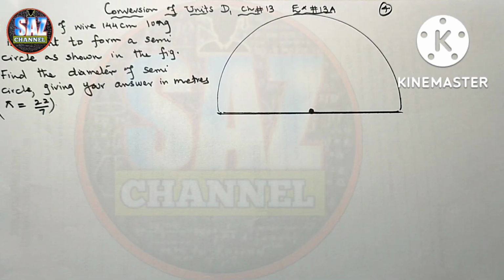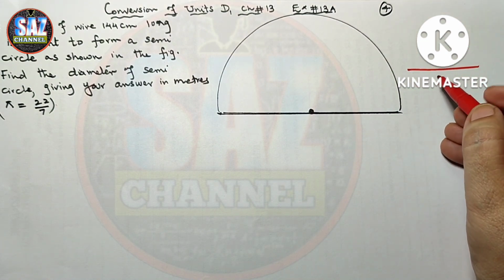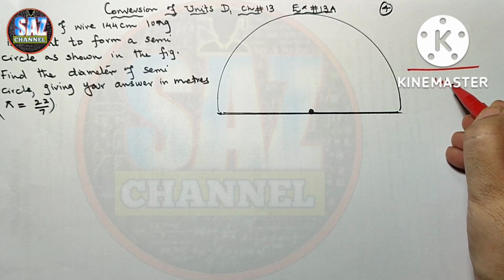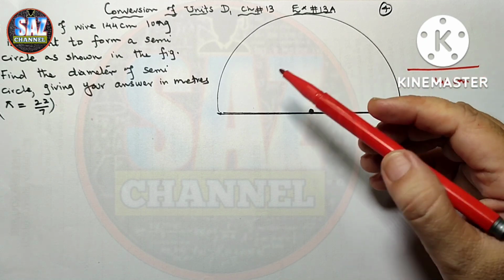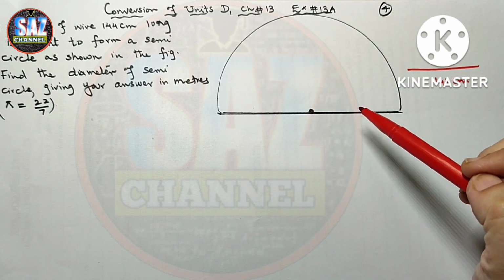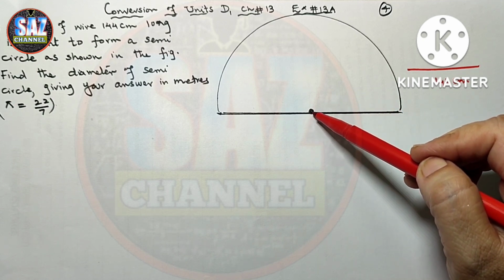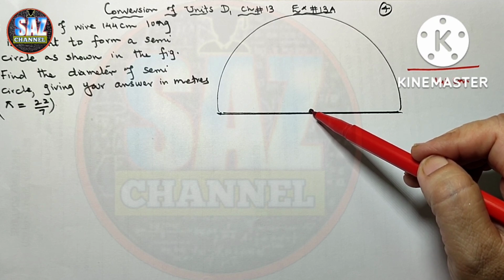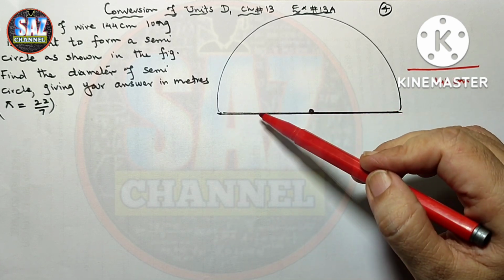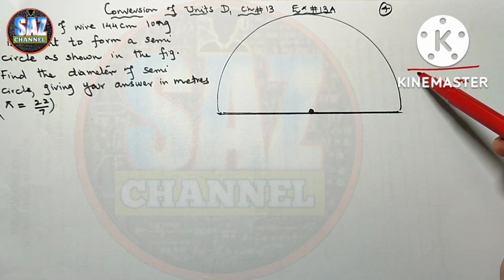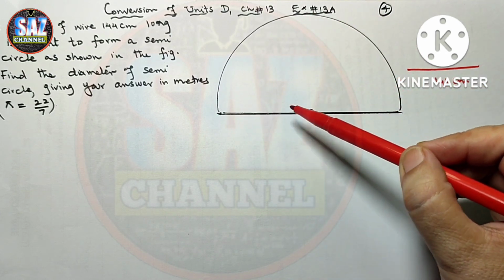We have a wire, and what is the length of that wire? 144 centimeters. We are bending this wire and reshaping it in the form of a semicircle, and we have to find the diameter. We know that the diameter is a line that passes through the center of the circle and has its ends on the circumference of the circle. So that wire will be used for making this semicircular portion plus the diameter.